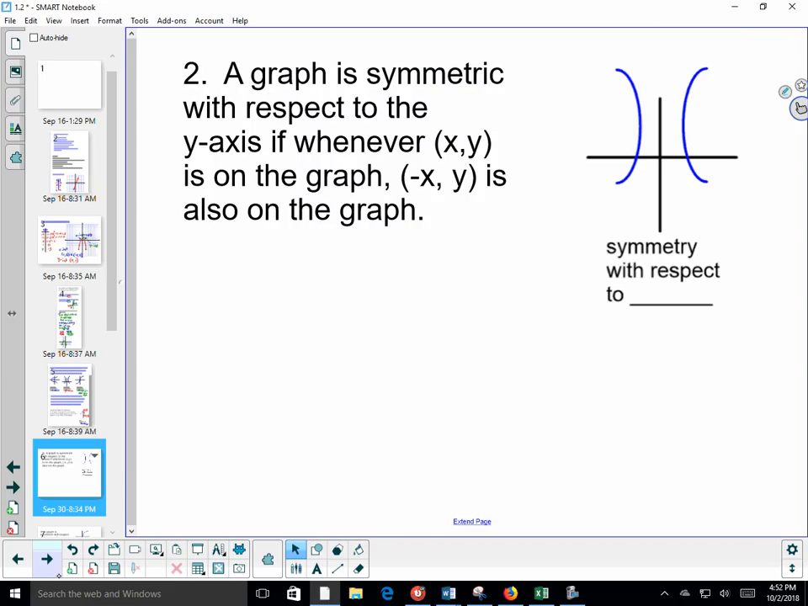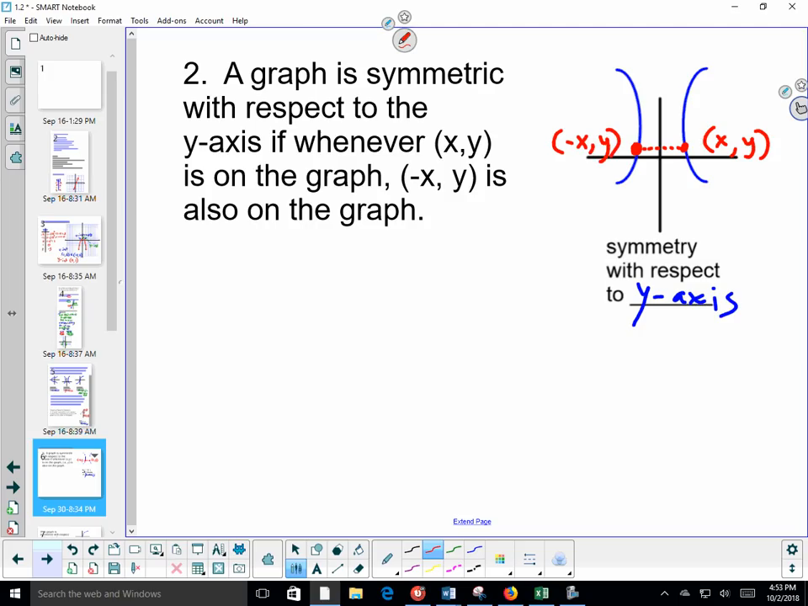Let's take a look at number 2. We had this picture, and this picture was symmetry with respect to the y-axis. All right, and the graphical test says a graph is symmetric with respect to the y-axis if whenever x, y is on the graph, opposite of x comma y is also on the graph. So for example, let's say this point right here was x comma y. Well, on this graph, because of the symmetry, we're also going to have the point opposite of x comma y on the graph. If that's the case, then we have symmetry with respect to the y-axis.